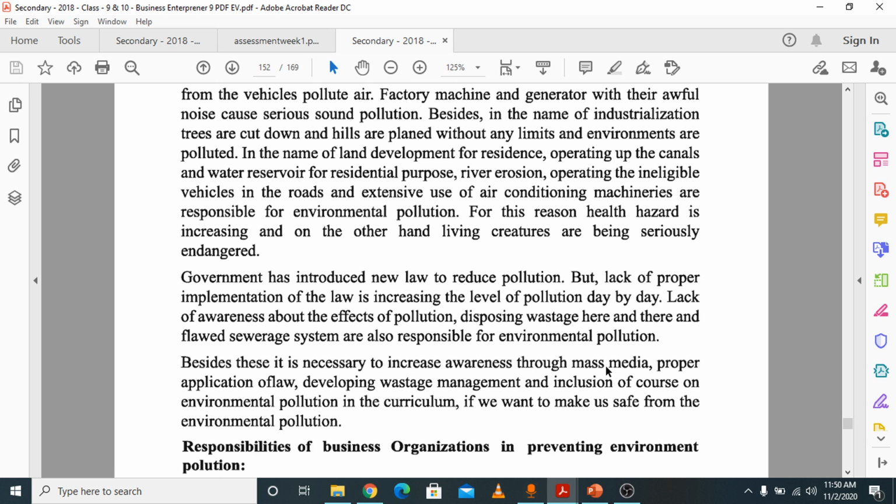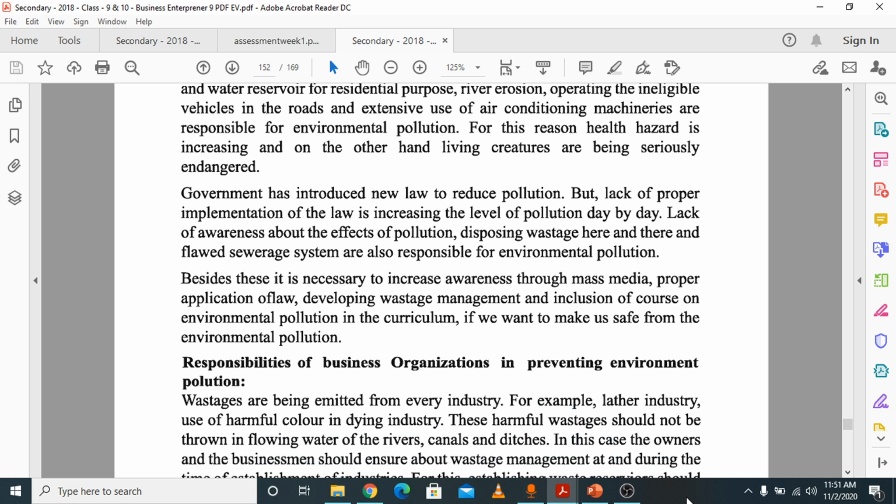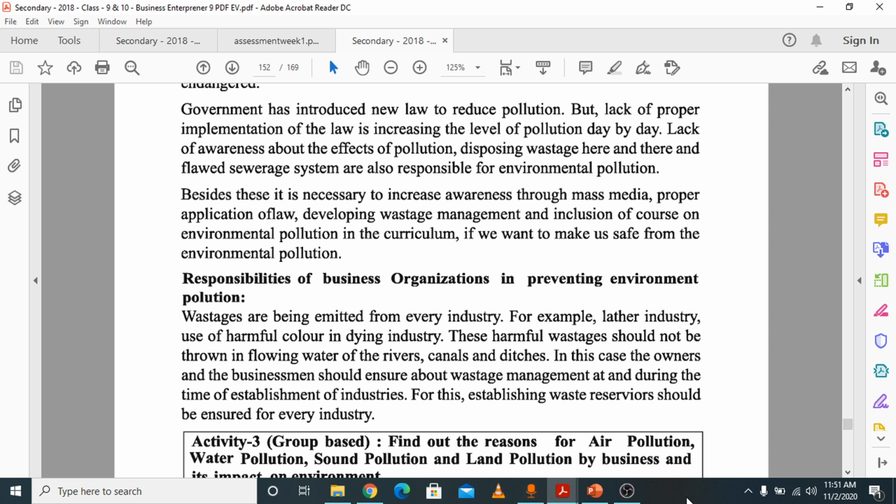Besides this, it is necessary to increase awareness through mass media, proper application of law, developing wastage management, and inclusion of a course on environmental pollution in the curriculum if we want to make ourselves safe from environmental pollution. What we should practice if we want to reduce the pollution: we have to be aware, and increasing awareness through mass media is necessary. Proper implementation of law is necessary. Developing wastage management, and also using machineries for wastage management, is necessary. So that's how we can reduce the pollution.